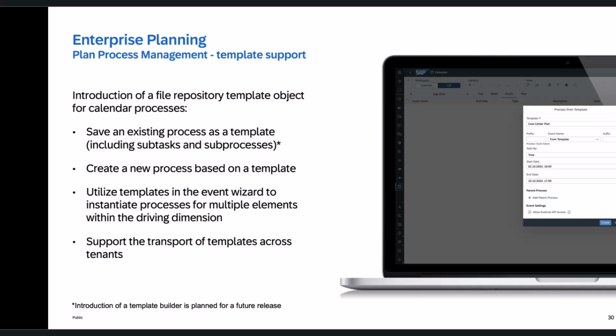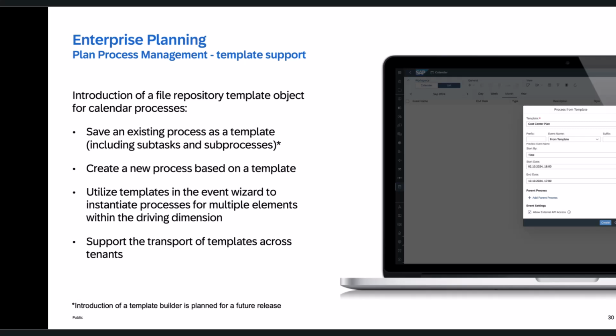So you can take an existing process hierarchy, you'll be able to save that to a template that will include all the sub-processes and subtasks. You can create a new process based directly on a template. You'll be able to utilize a template in the event wizard or the calendar wizard to instantiate a process for multiple elements within the driving dimension. So maybe the template is just a structure of a given branch, but you want to deploy that over several branches. You'll be able to use the calendar wizard to do that.